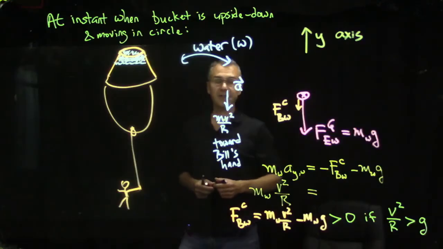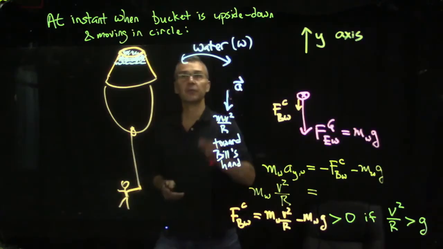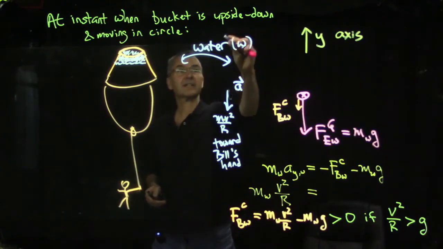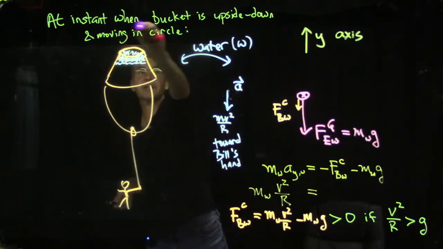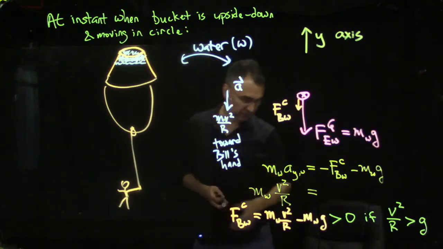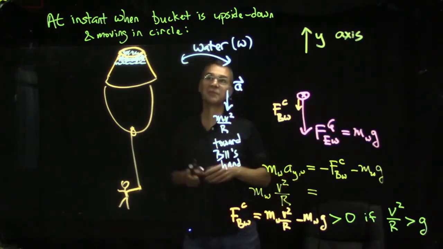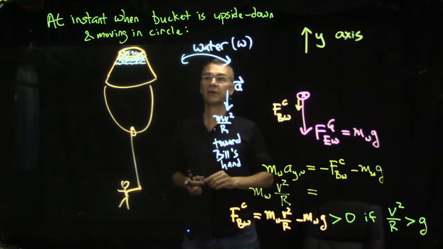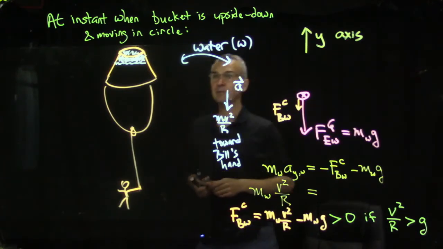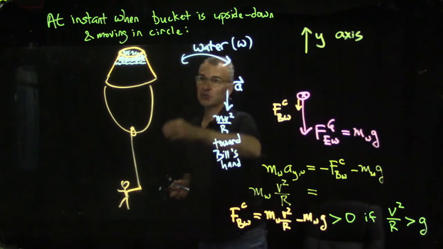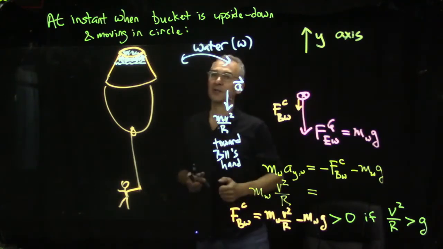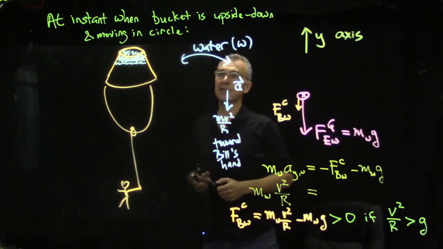To analyze this, we want to consider the instant when the bucket is upside down. So the bucket is moving around and around in a circle, but consider the instant when the bucket is upside down, since that's the time when the water is most likely to fall out of the bucket. And I claim that the water will stay in the bucket if the bucket is pushing on the water. If the bucket, in order to keep going in a circle, would have to pull on the water instead of push on the water, then the water will fall out.